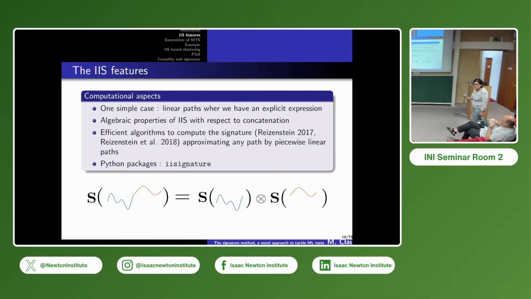This is element-wise? No, it is really a complicated product. In fact, you can consider the signature as a formal power series, and here it is a product between formal series. In fact, you have to consider the signature as a polynomial, and then you have rules to compute the product of signatures.